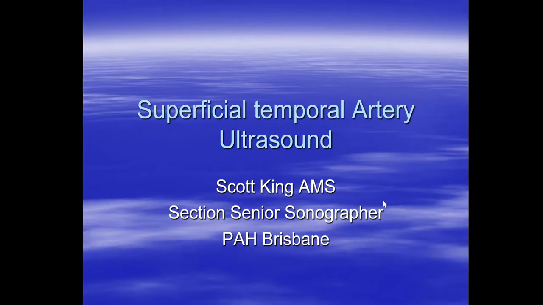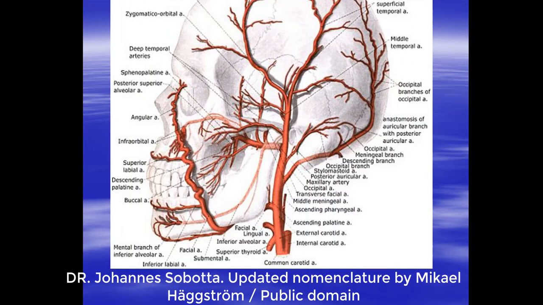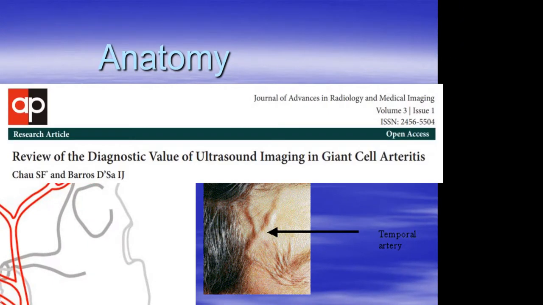I'm just going to be giving you a brief PowerPoint on superficial temporal artery ultrasound. Temporal arteritis, which is what we do the ultrasounds for, is just a type of giant cell arteritis. We're looking at the superficial temporal artery here, which is basically an extension of the ECA. It's one of the terminal branches of the ECA, and it's got some parietal and some frontal branches. There's a lot of variation in the anatomy. It's a little bit difficult.